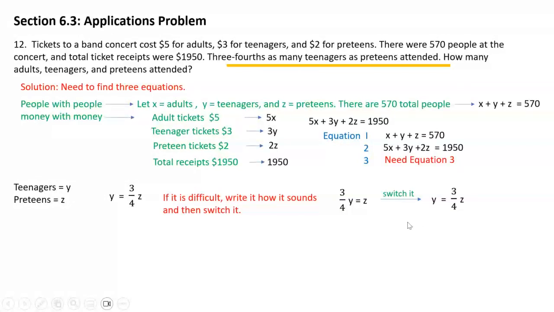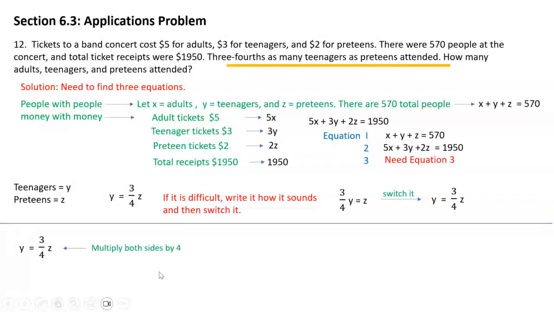That's a way that I have of trying to explain this, because at times it's kind of hard for the student to understand how this is the correct form, because it sounds like 3/4 y equals z. So this is the easiest solution that I came up with. Now, you don't want fractions, so you're going to multiply both sides by 4. And then you're going to subtract 3z from both sides, because we want it in the form ax plus by plus cz equals d. And that's my new equation 3.